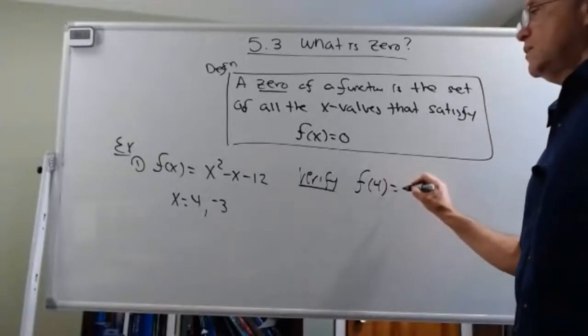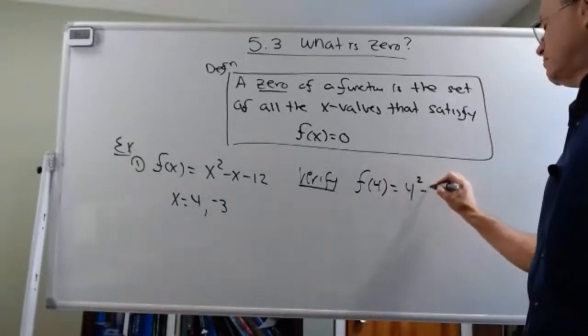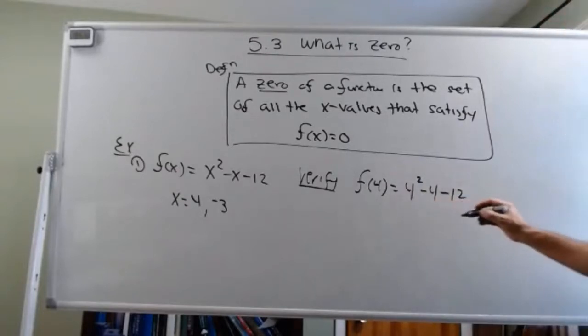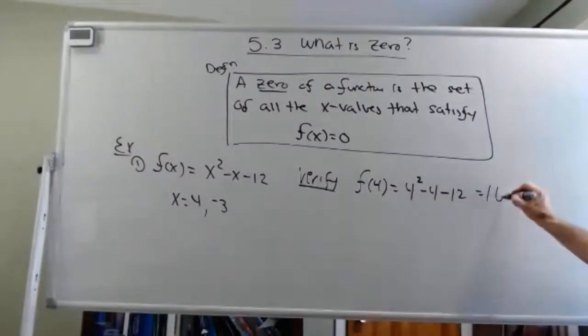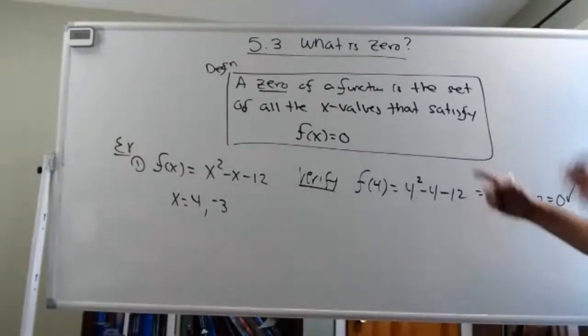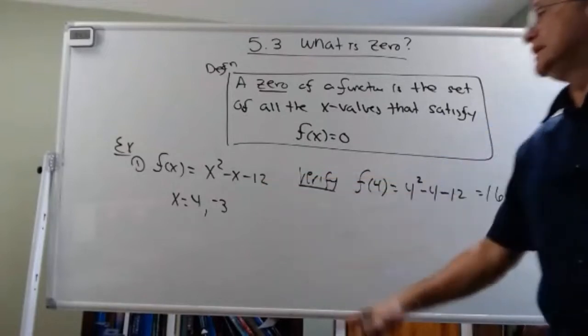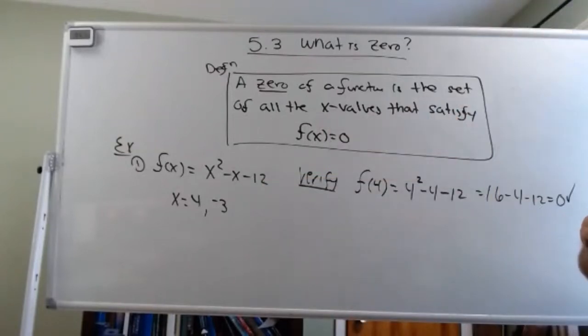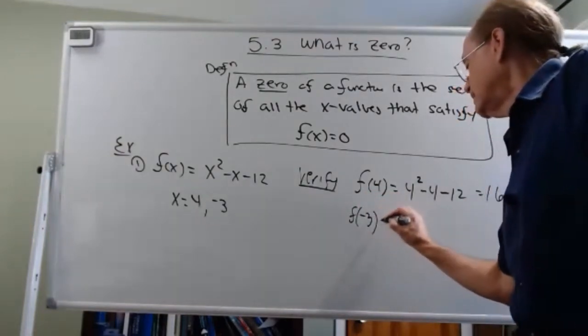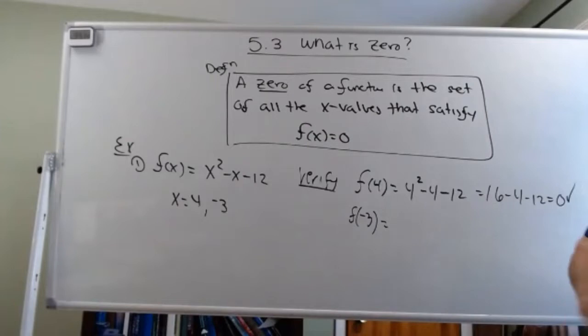So I start with that, which is equal to 4 squared minus 4 minus 12. Well, 4 squared, as we can see, is equal to 16. Minus 4 minus 12 is, in fact, 0. So x equal to 4 is a 0 of that parabola. Then we could check f of negative 3. Everyone do that. Plug in f of negative 3 and make sure you do find that to be a 0.